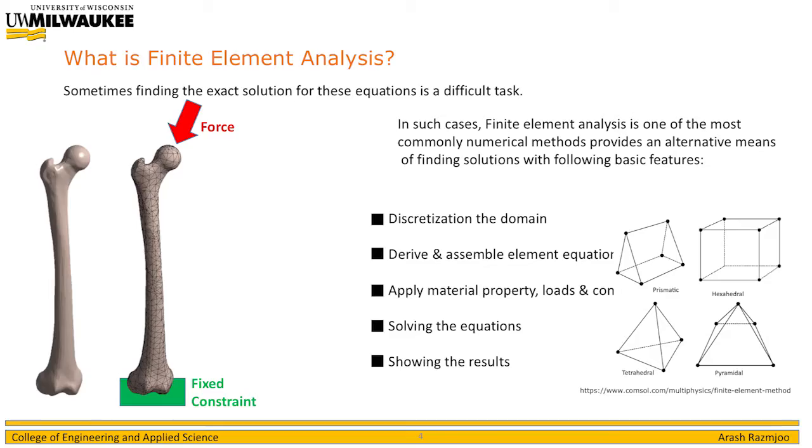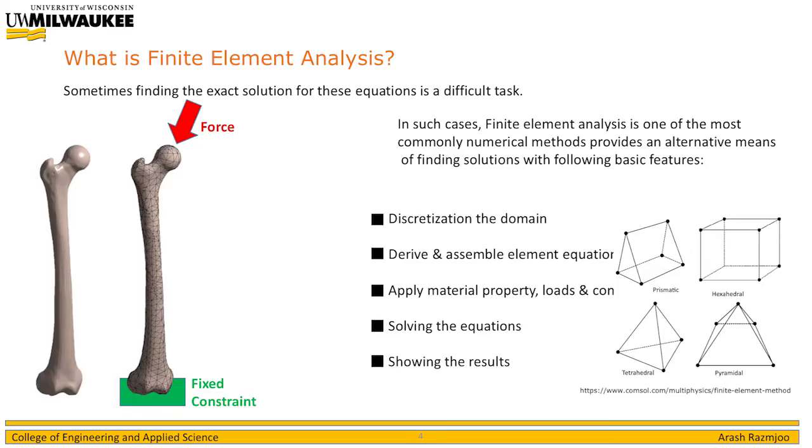And in this order, we have some steps. First, we should discretize the domain with these simple primitive shapes. Depending on what type of analysis we want to follow up, we can select some type of these elements or a combination of them. Here, we discretize the femur domain with these simple elements. Then we should derive and assemble the element equations.